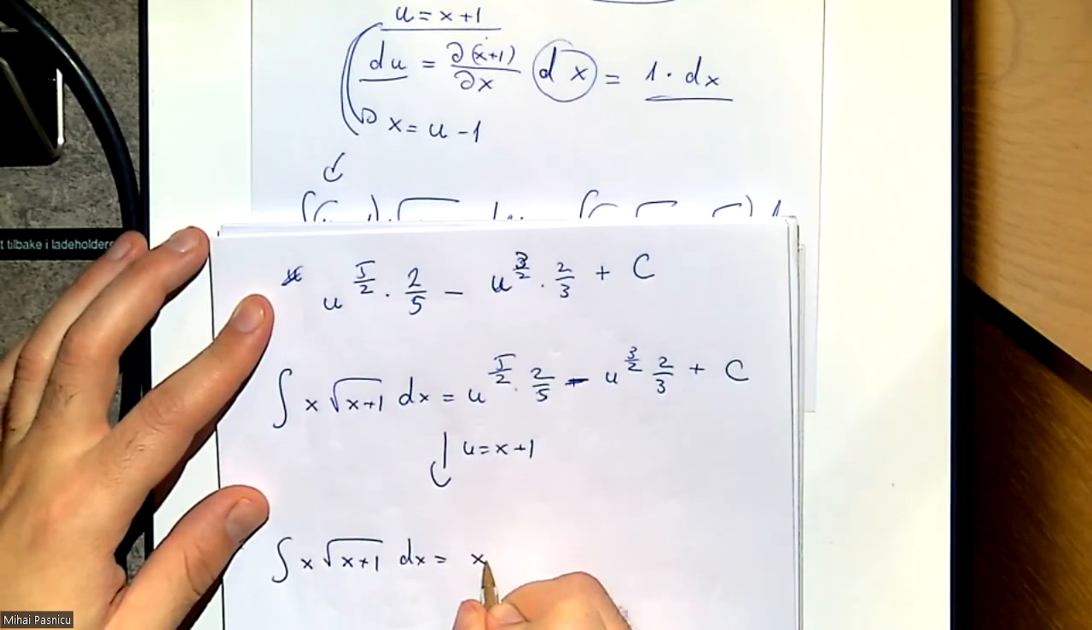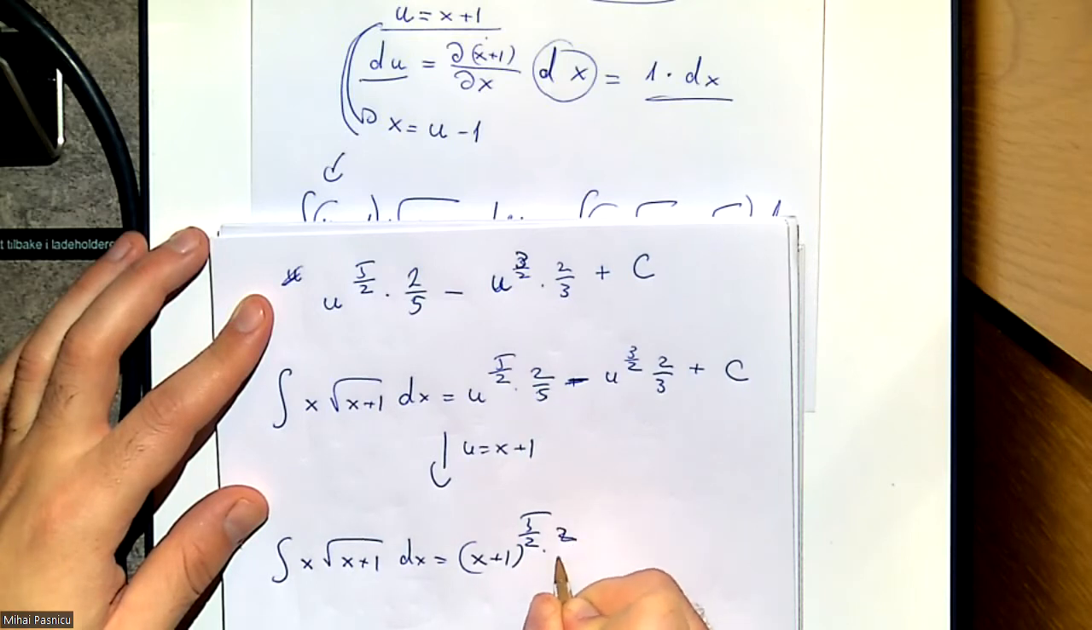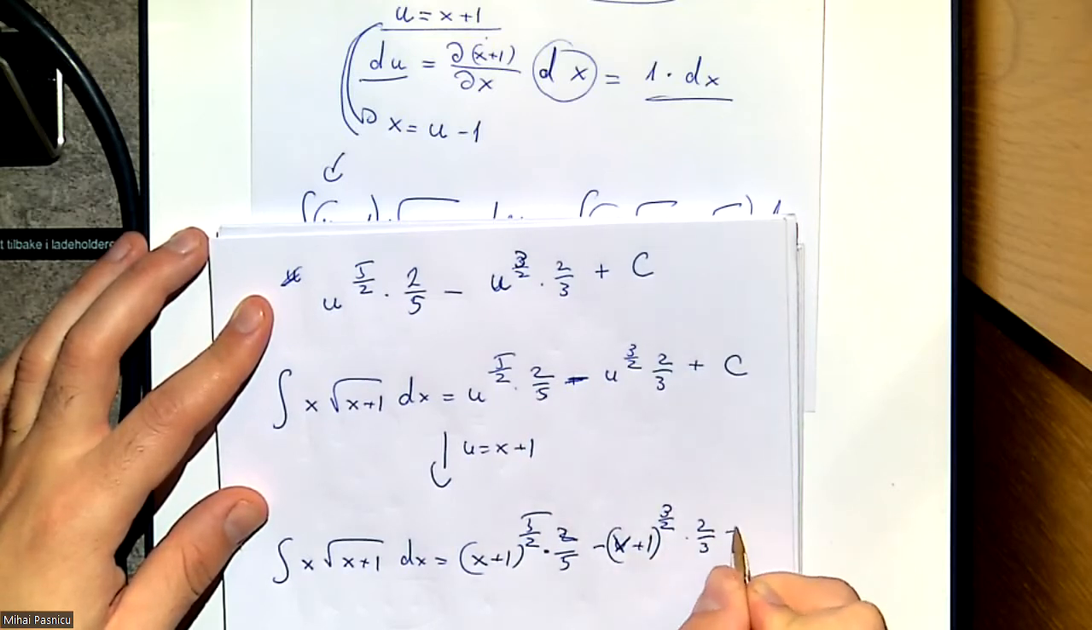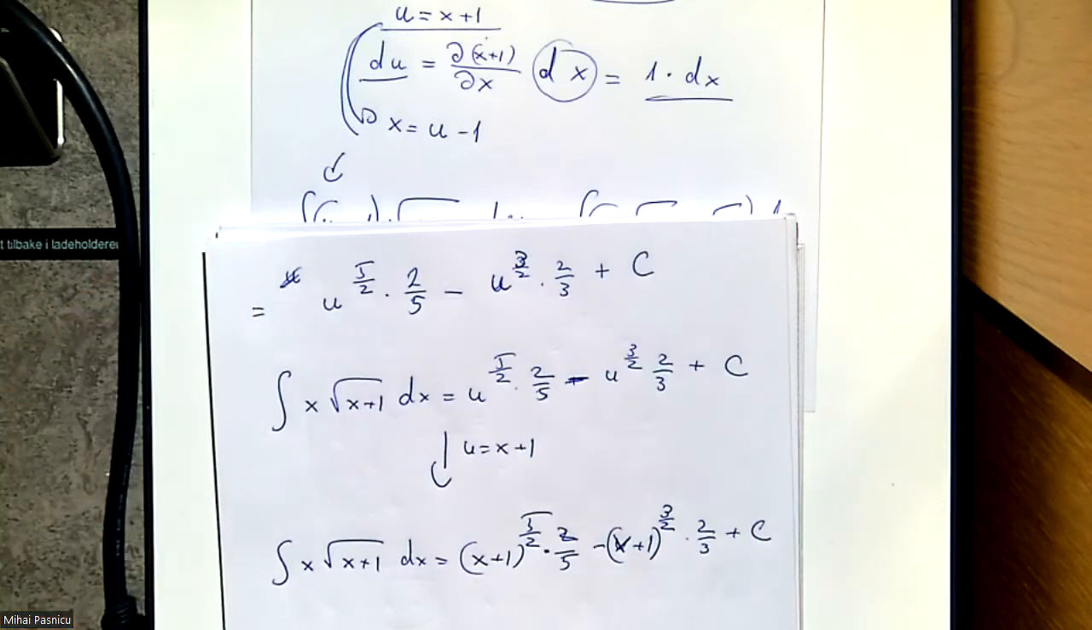I'm just replacing it. x plus 1 to the 5/2 times 2/5 minus x plus 1 to the 3/2 times 2/3 plus a constant. Okay? In the indefinite integrals, always replace your u back in.